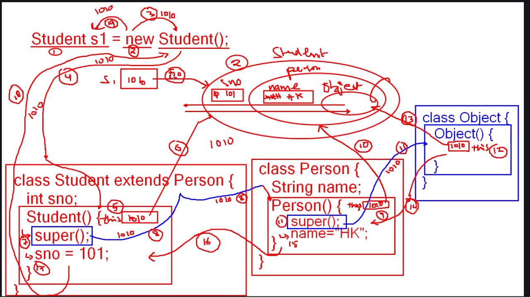Super keyword. The keyword super is used for calling superclass's: number one, constructors; number two, fields, in brackets static and non-static variables.